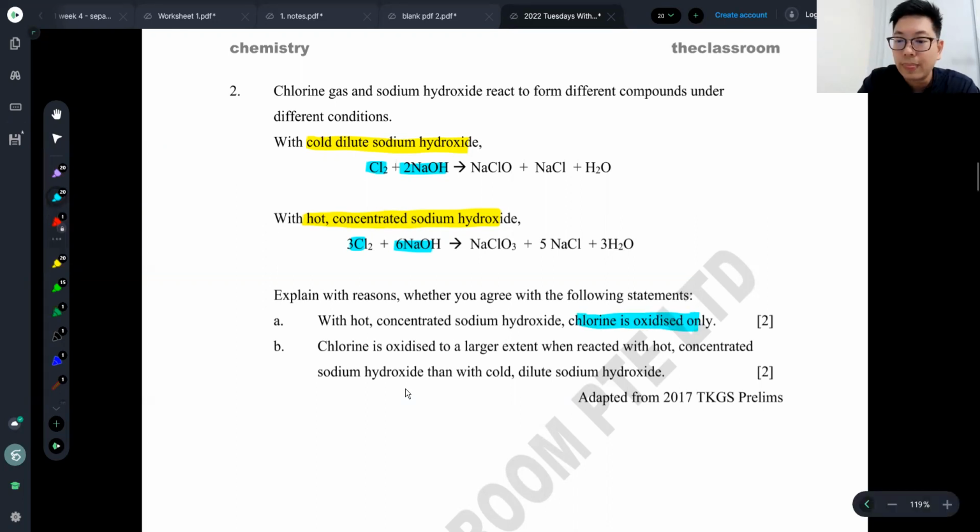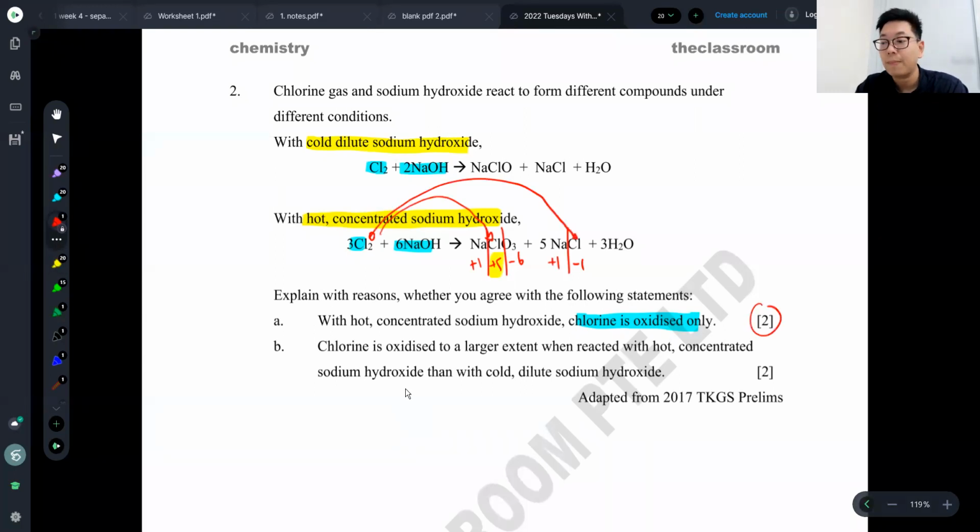So let's look at the hot one. Anything by itself, 0. Sodium chloride, +1, -1. This one, -6, +1. What is the chlorine? If you count carefully, it is +5. Is it oxidized only? No. Oxidation state increases, but also decreases. So it's also reduced. And that will give you 2 marks. Chlorine is oxidized to a larger extent.